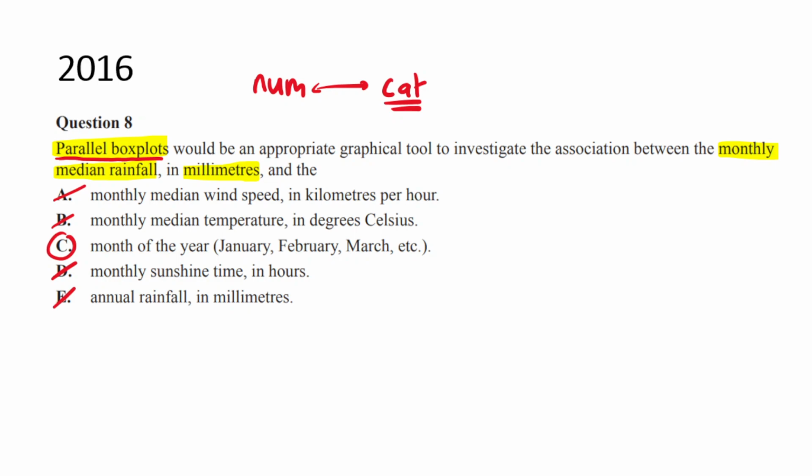So we can see the knowledge of parallel box plots comparing a numerical variable with a categorical variable helps us recognize the answer here.